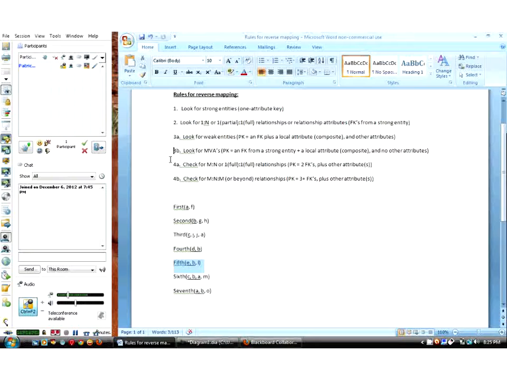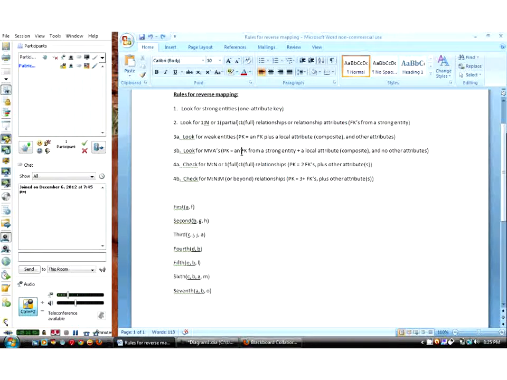All right, we look for multi-valued attributes. Remember, for mapping purposes, what we do with multi-valued attributes is we excise that multi-valued attribute. We create a new table. The new table is going to be the primary key of the entity on which the multi-valued attribute resided, plus the multi-valued attribute itself. Okay? So it kind of makes sense what we see here.